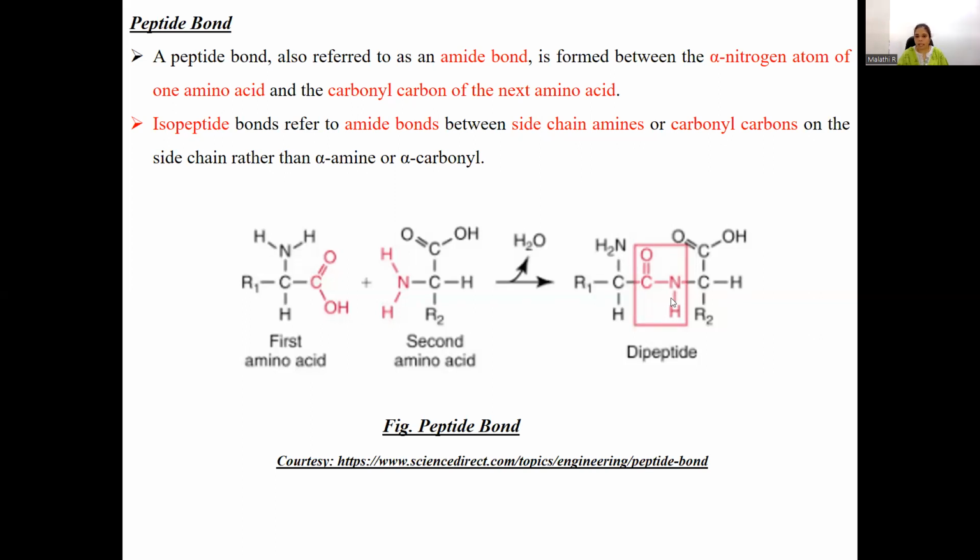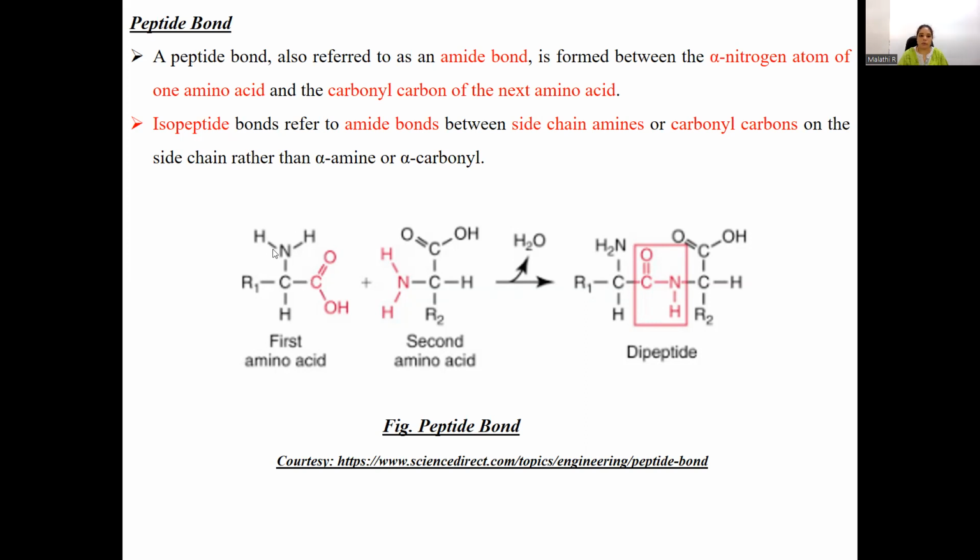The peptide bond will have the structure C double bond O, and in the opposite direction, NH will be there. You call this a dipeptide because two amino acids are there and it has a peptide bond in between. So C double bond O, NH contributes to the peptide bond structure. Isopeptide bonds refer to amide bonds between side chain amines or carbonyl carbons on the side chain, rather than the alpha amine or alpha carbonyl.